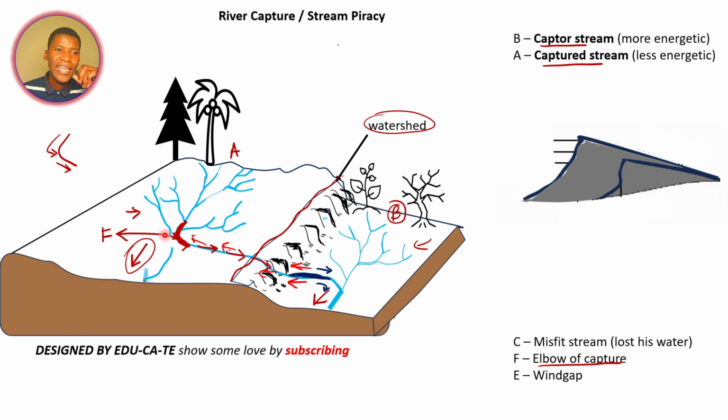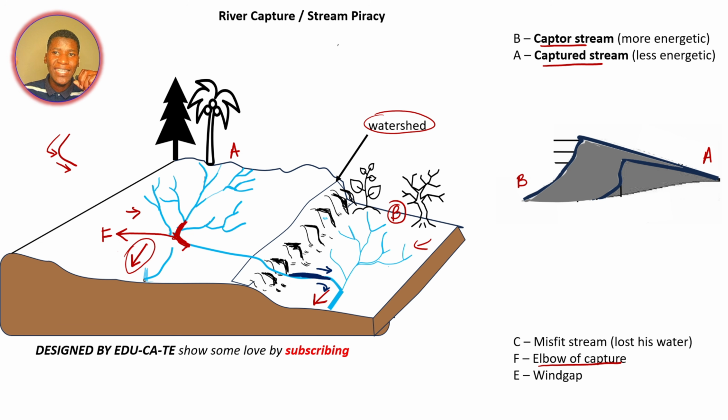So now, let us look briefly at how the watershed is eroded, because we've said that the capture stream, which is river B in this case, the more energetic stream, is the one that erodes through the watershed. Let us look at how that happens. So it was able to erode through the watershed, and all the way it reached river A. How was it able to do that? So let us say this is my watershed, and then we have river B on this side, and on the other side, we have river A.